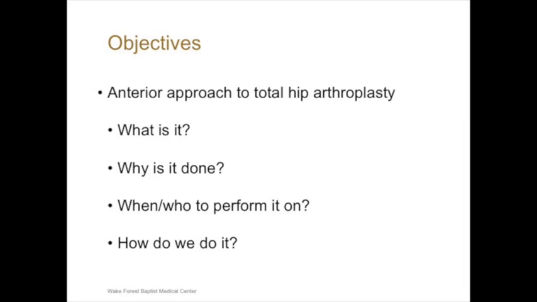This talk is several-fold. It's anterior hips first, and we'll talk about partial knee replacements, and then robotics a little bit in orthopedic joint surgery. So the objectives of this first part of this talk is just to talk about what an anterior approach is and how it differs from a posterior approach. Why do we do it? When do we do it? And who do we perform it on? And how do we do it?